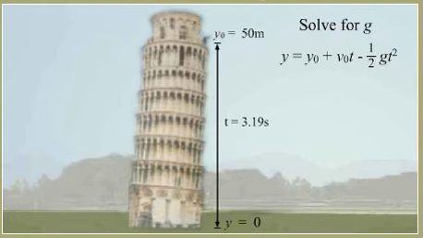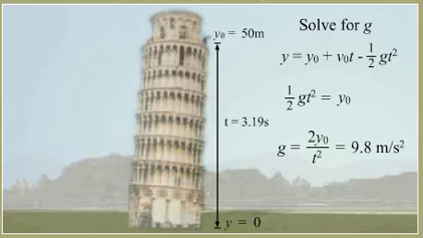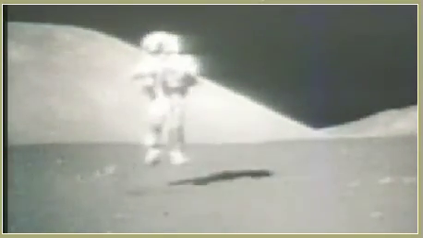Now you can solve for g. Then put in the values for y0 and t. Lo and behold, we are on the Earth. So if you ever find yourself on an unknown planet, you can determine its gravity if you have a stopwatch and a measuring tape. Speaking of falling objects, remember the falling feather that seemed to defy Galileo?